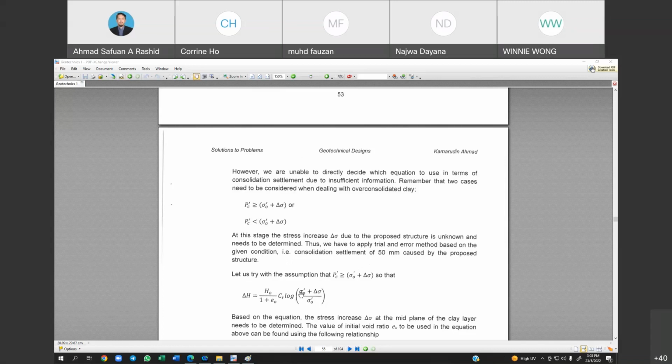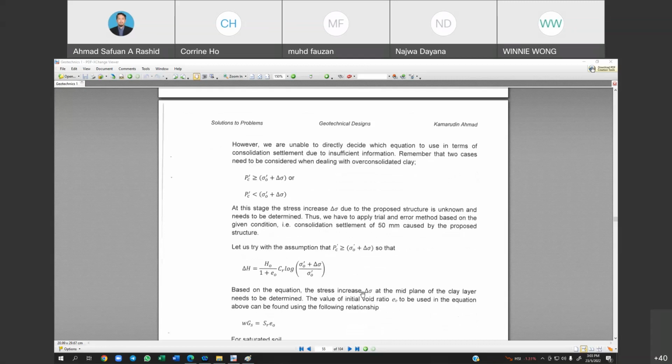already we know. Sigma naught kita boleh tahu. Sigma naught satu lagi pun, sigma bawah ni naught, kita tahu. The thing that we don't know is the delta sigma. So based on the equation, the stress increase at the midplane of the clay layer needs to be determined. The value of initial void ratio to be used in the equation above can be found using the relationship.